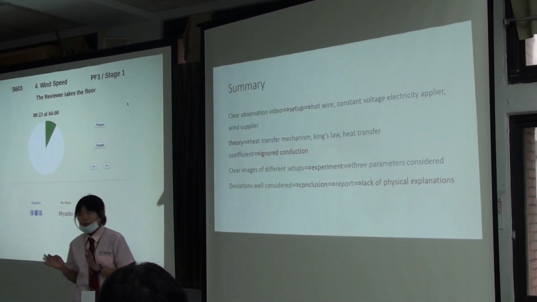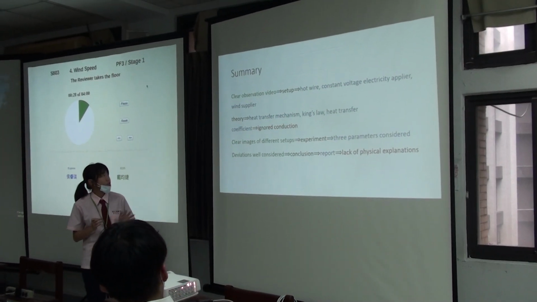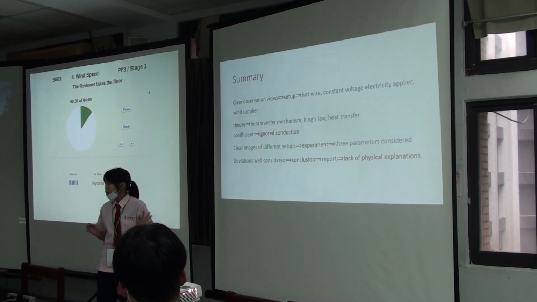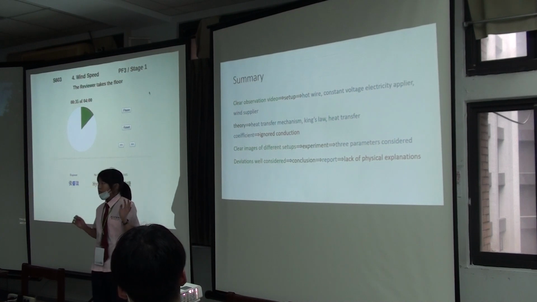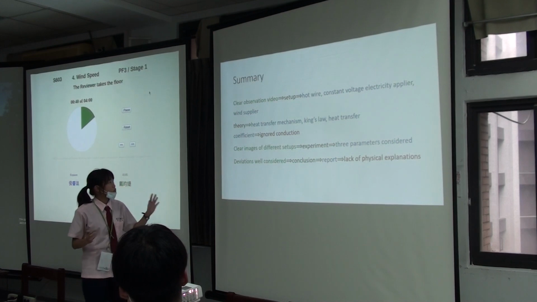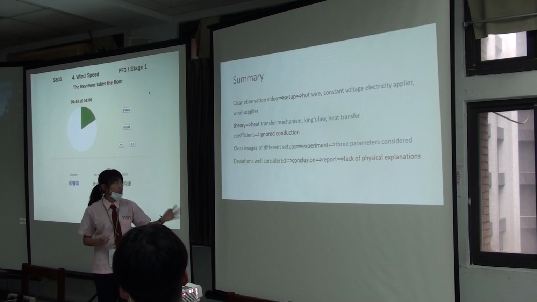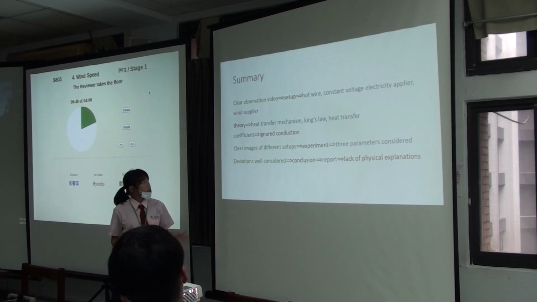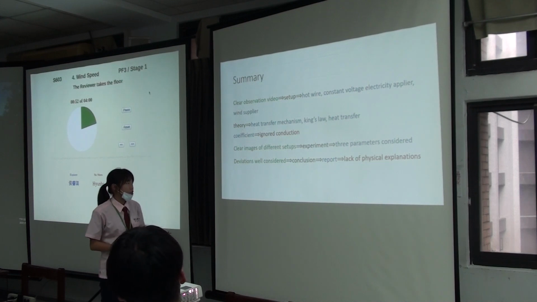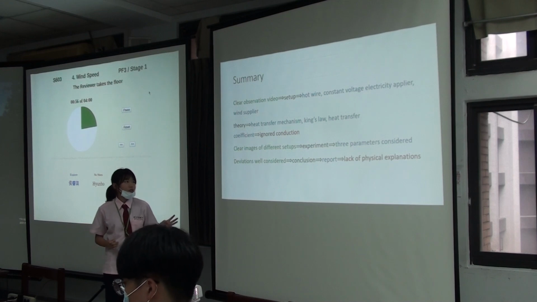Okay, so let's summarize the reporter's part first. They had a clear observation video, and their setup was pretty good. They also had a lot of meters to measure and get many of their constants, and for their theory they used all of these, but they ignored conduction. In their experiment they have very clear images of different setups, and they considered three parameters, and I think that's pretty much enough.